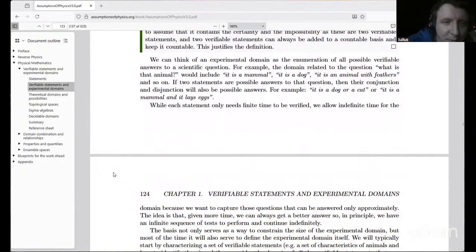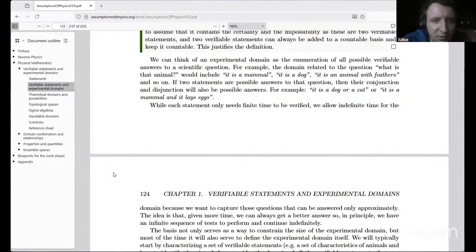Okay, we can think of an experimental domain as the enumeration of all possible verifiable answers to a scientific question. For example, the domain related to the question, what is that animal, would include it is a mammal, it is a dog, it is an animal with feathers, and so on. If two statements are possible answers to that question, then their conjunction and disjunction will also be possible answers. For example, it is a dog or a cat, or it is a mammal and it lays eggs.